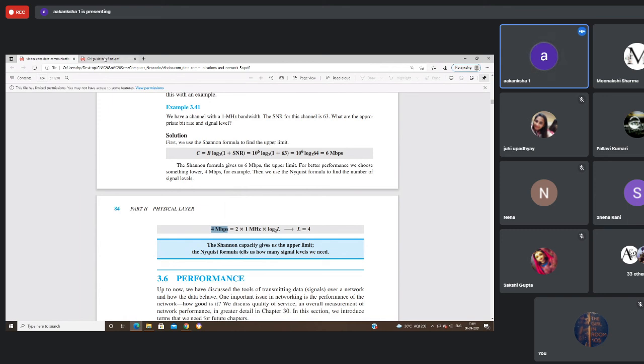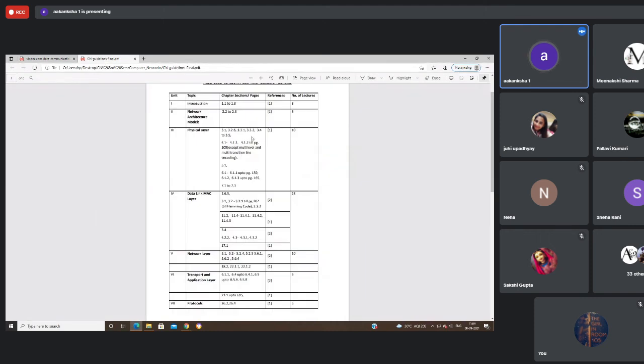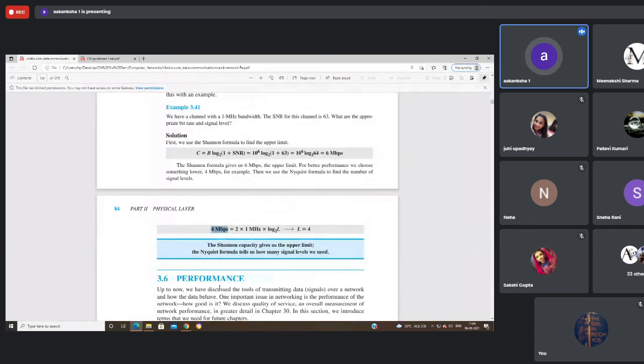Okay, so I think we are done with this in the guidelines 3.4 to 3.5. We'll start with this one and this one. We have one more class now.